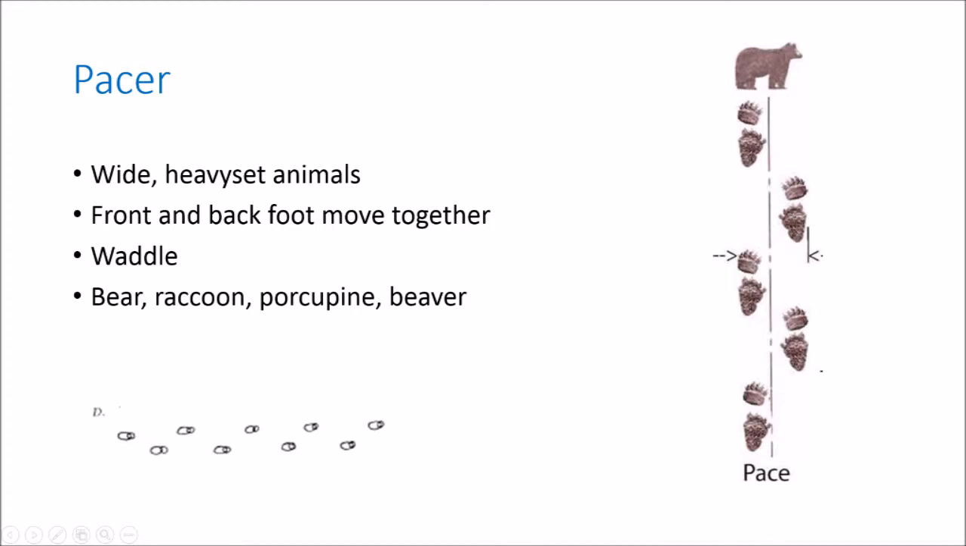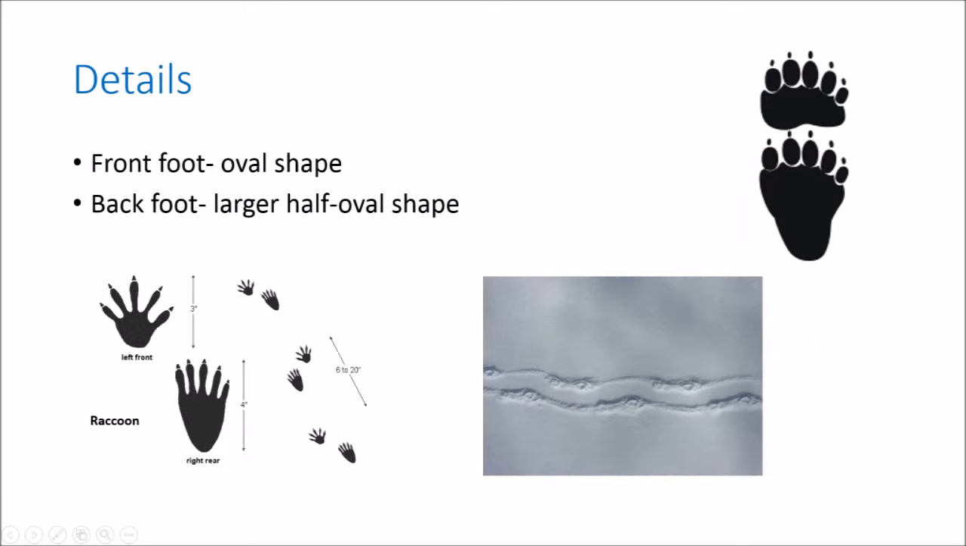The pacer pattern is characteristic of wide, heavy-set animals, where the front and back foot move together as the animal waddles along. Bears, raccoons, porcupines, and beavers all leave this pattern of tracks. The front foot is often an oval shape, with the back foot being a much larger half-oval shape, looking very similar to those of a human.